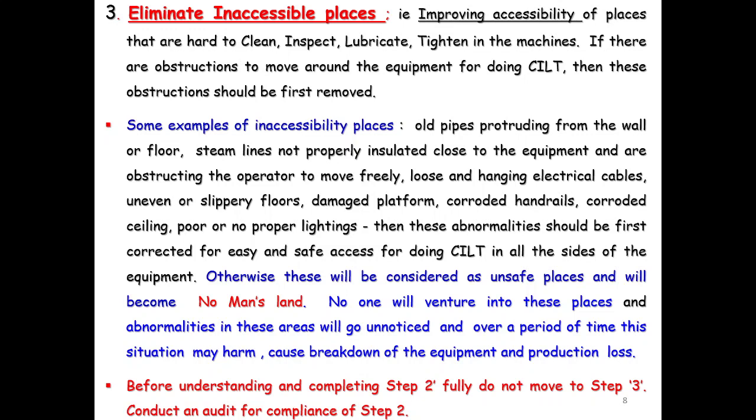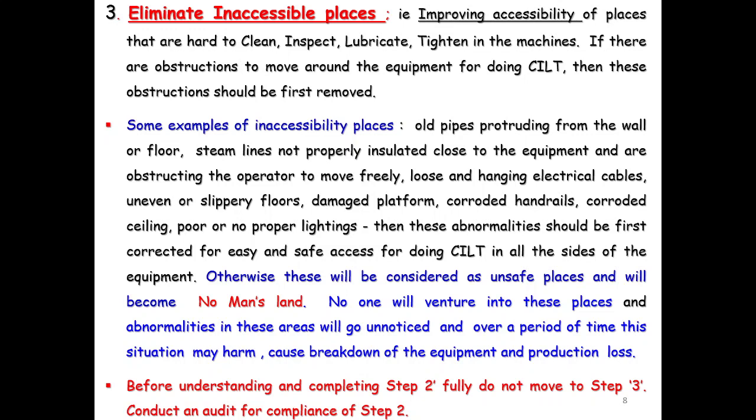For examples of inaccessible places: old pipelines protruding from the wall or floor, hot steam lines close to the equipment that are not properly insulated and are obstructing the operator from moving freely, loose and hanging electrical cables, uneven floors with potholes or slippery floors, damaged platforms, corroded handrails, corroded ceiling, that is, concrete pieces may fall, and poor or no lighting. All such abnormalities should be first corrected for easy and safe access for doing CILT in all the sites of the equipment. Otherwise, these areas will be considered unsafe places and will become a no man's land.